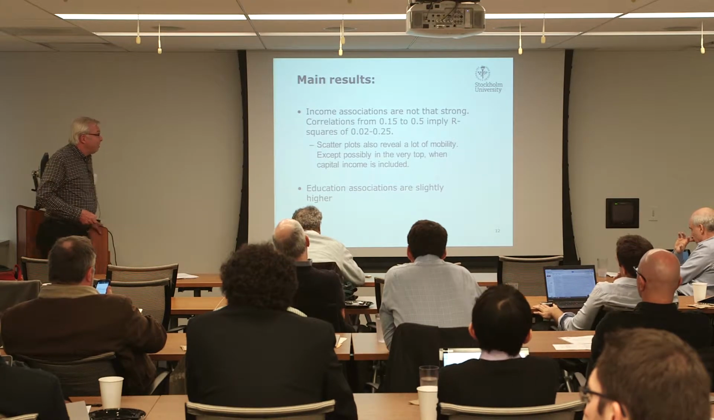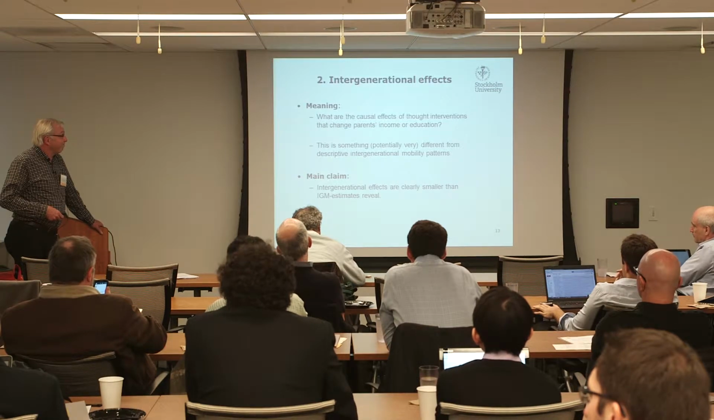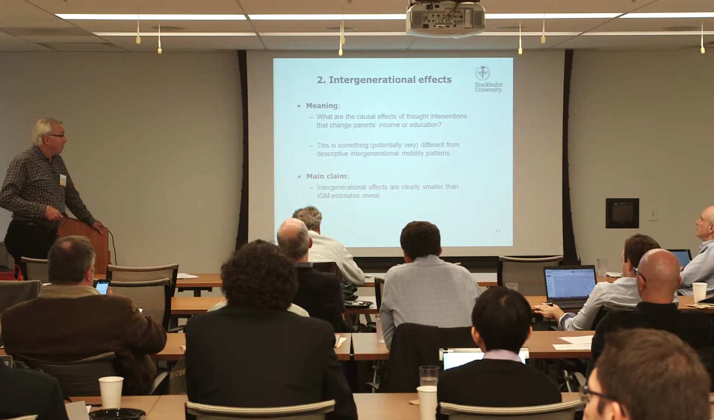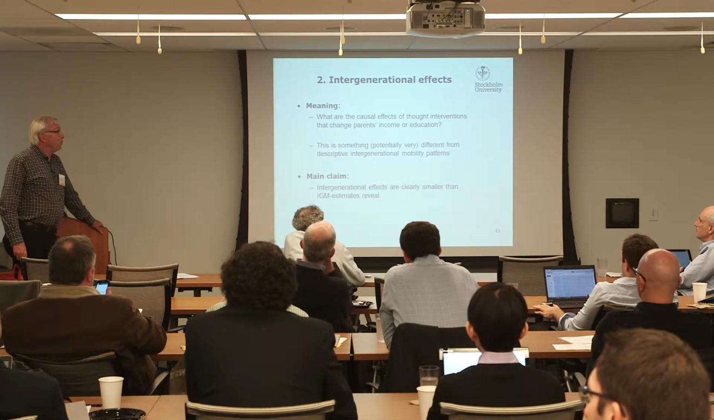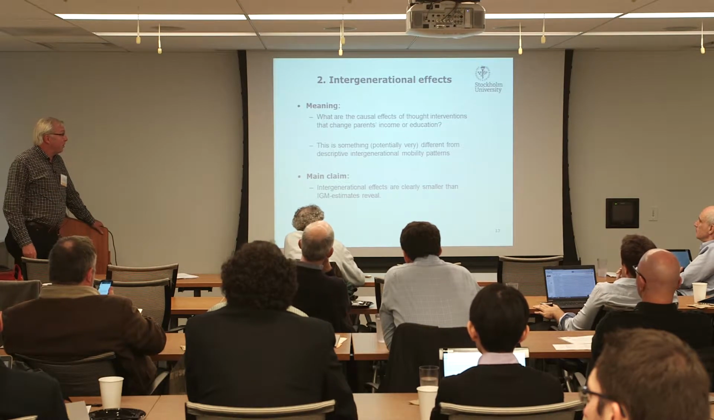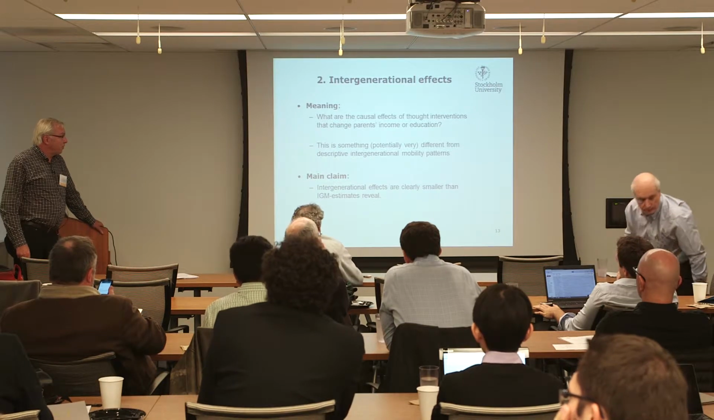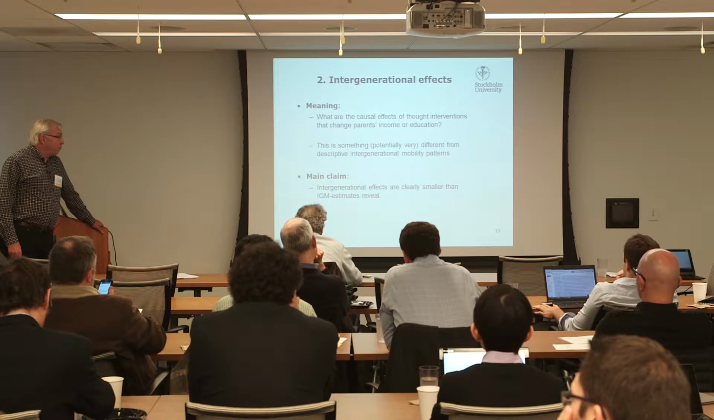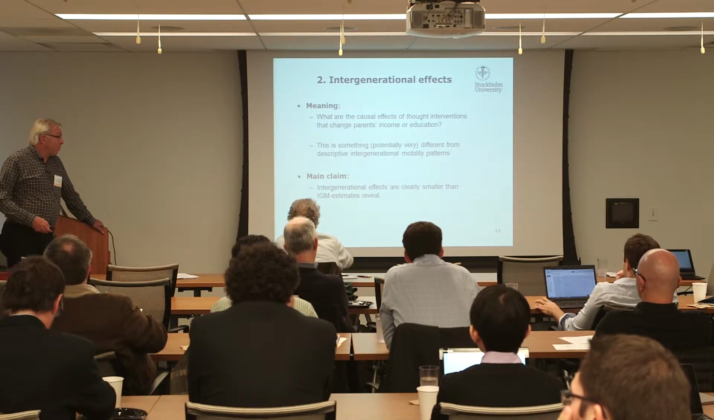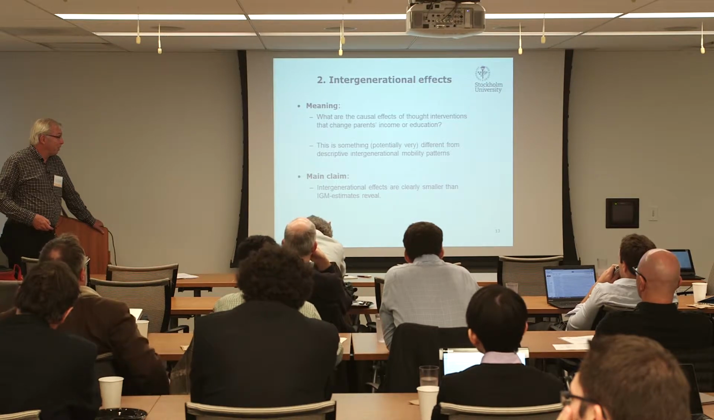So that's a background when we now go on to the second approach, intergenerational effect. And here the meaning of that is the causal effects of interventions that change parents' income or education. And of course that is potentially something different from descriptive mobility patterns. And here the main claim is that the intergenerational mobility effects are clearly smaller than the IGM estimates reveal.